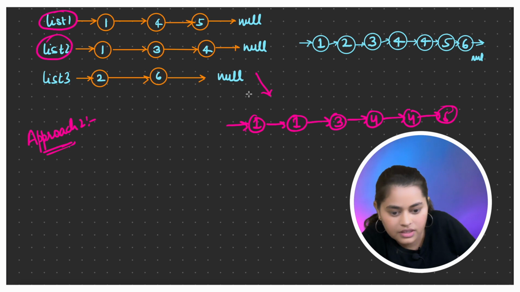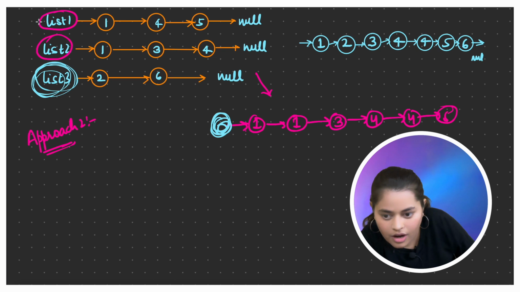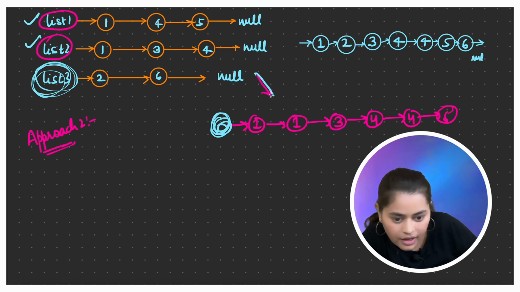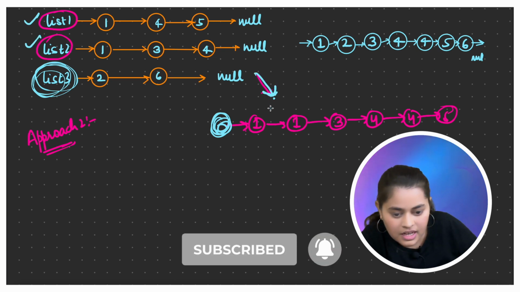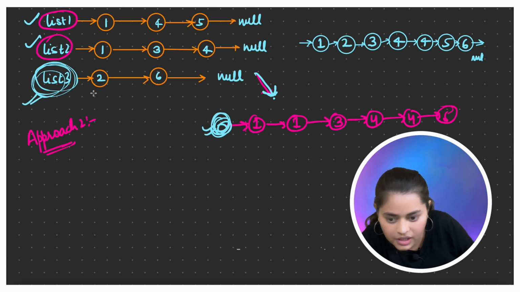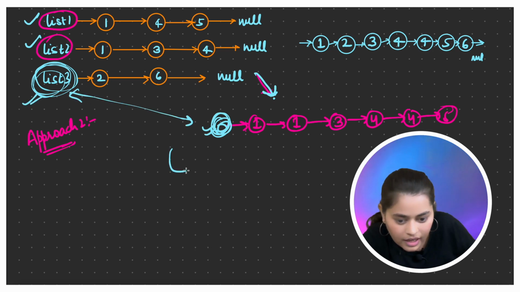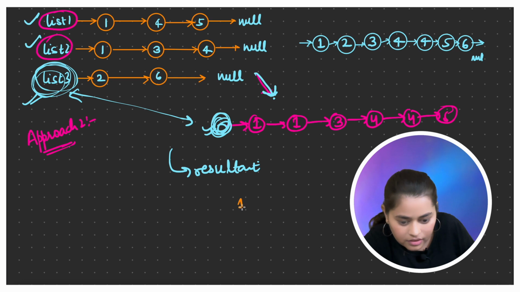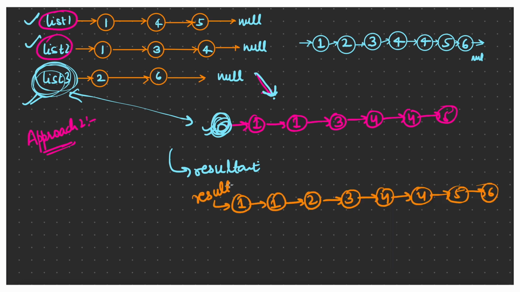Now after this, I have this list and I have this list. After combining these two lists, I got this resultant list. Now we'll combine this resultant list and list 3 to get our resultant list. So how can we combine? Let me write the combined list: 1, 1, 2. So basically what we did, we had k lists, we took the first two lists, and we combined these two lists into one list.